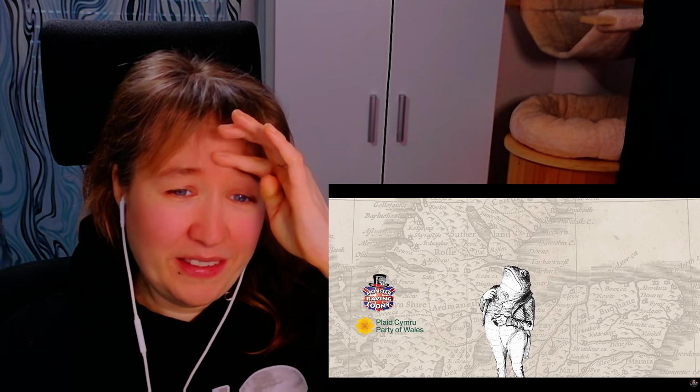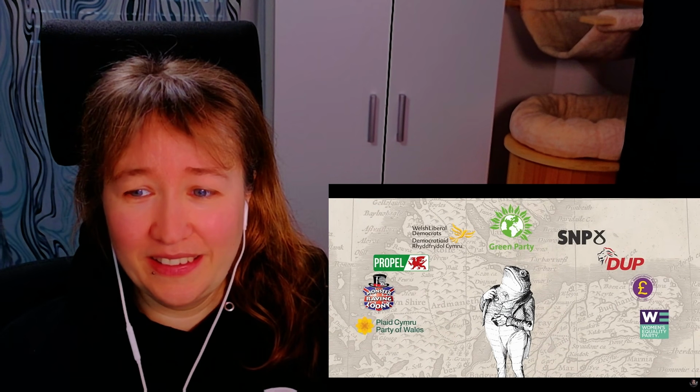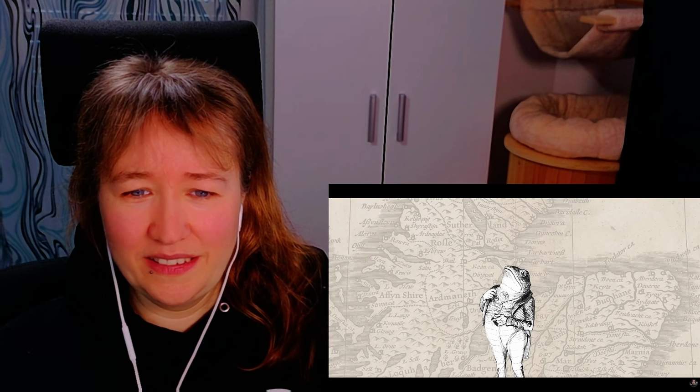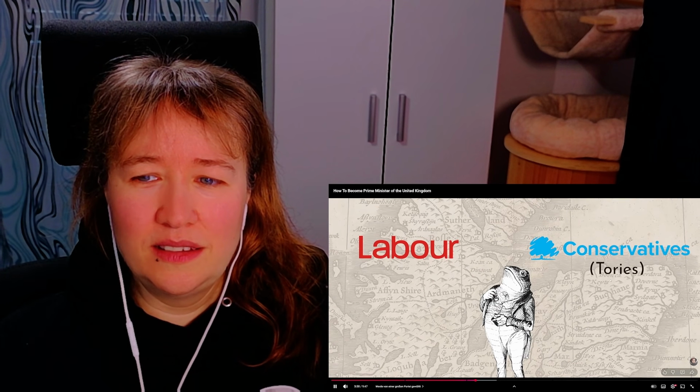Although there are any number of smaller parties you can choose from, none of them have ever sent anyone to the top job. So realistically, you need to be the chosen candidate for your area from one of the two major parties, Labour and the Conservatives, also known as the Tories.